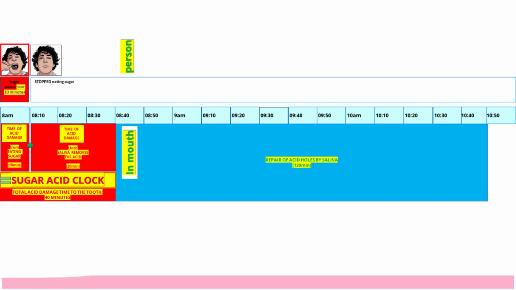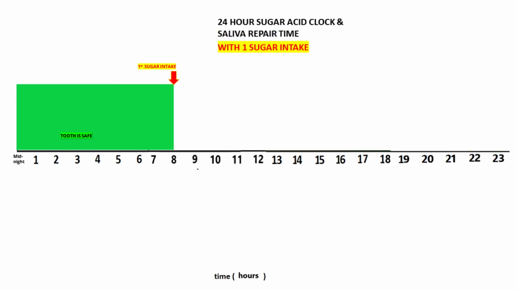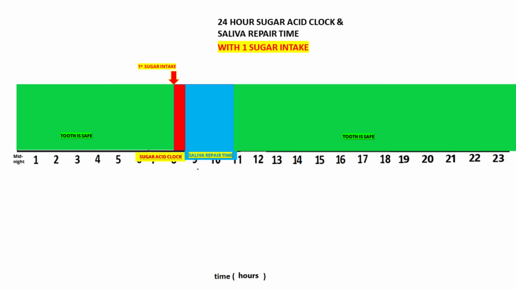The saliva repair time is the 2 hours it takes for the repair of acid holes by saliva. And we can add this to a 24-hour sugar acid clock, where the color green is when the tooth is safe, and having a sugar intake shows red for the sugar acid clock, blue for the saliva repair time, and green for when the tooth is safe and repaired. We will need this information when we look at the food diary.